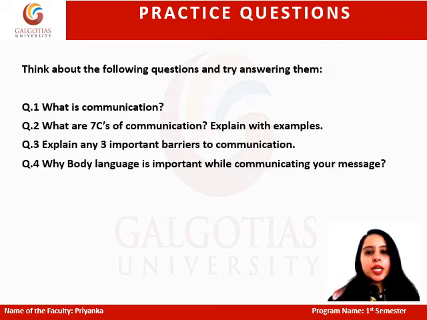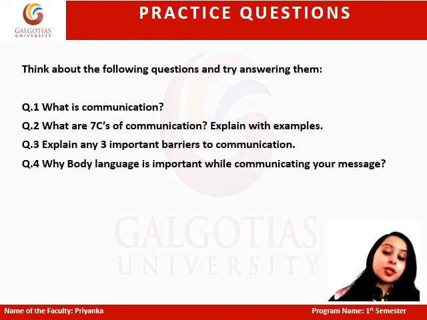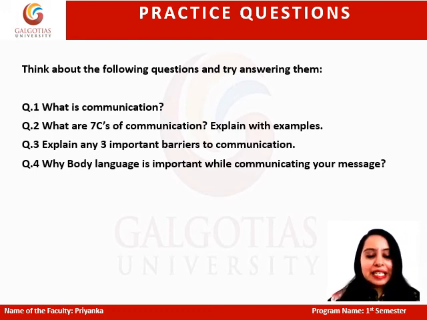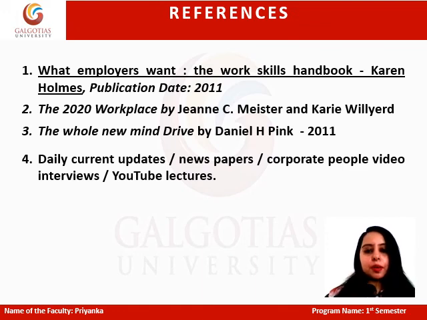Moving ahead to the questions. I guess by now you must be able to answer what communication is, what its types are, and what the 7 C's of communication are. You can explain them with examples. We have discussed 10 barriers and you should be able to explain just 3, and why body language is important while communicating your message. You can also refer to the book Work Skills Handbook by Karen Holmes, published in 2011.